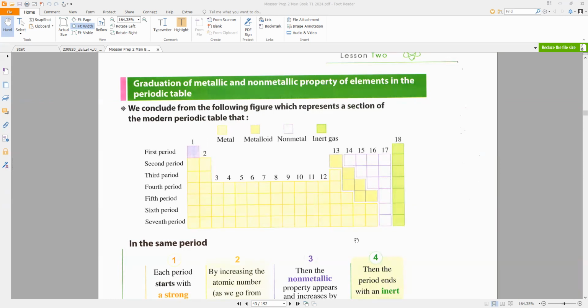What happened to the metallic property in the table? Who is the strongest metal? Who is the strongest non-metal? How is it graduated in the table? We will make a revision on the atomic size and will complete to the metallic properties. In the same period, what happened to the metallic properties?